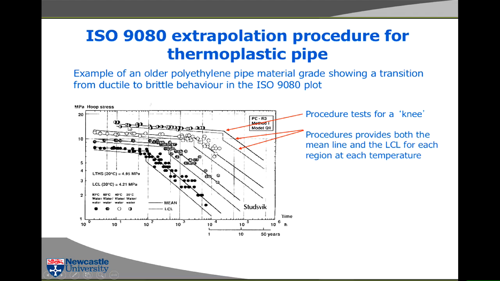In each of these cases, they put not only the mean line, but they put the lower confidence limit as well. And you can see this is what this strange inflection is here. This is the lower confidence limit for the ductile process, and here is the lower confidence limit for the brittle process. And you can see there's a much bigger gap. There's a much bigger gap here and here.